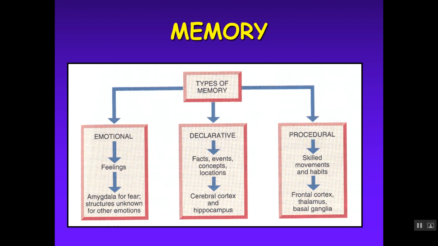Then we have procedural memory. Procedural memory is like procedure. You're memorizing a procedure or an action or a movement, a sequence of actions or movements. This is skilled movements and habits. So this is essentially procedural learning and motor learning. We're doing a lot of that in PT, right? That's what we're doing a lot with our patients. That's more frontal cortex, thalamus, basal ganglia. I would also add cerebellum in there. It's really critical for long-term procedural learning.